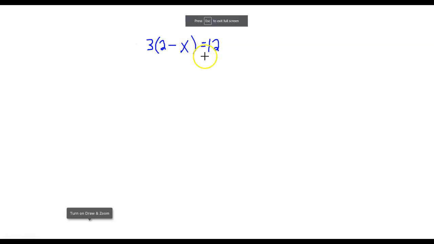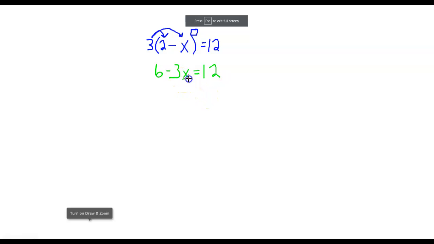Okay, after you guys have had a second to try this, let's see if we got the same answer. So remember, if I've got a number on the outside of parentheses, and I do not have a variable or an exponent on the outside of the parentheses, if there's nothing there, then I can distribute. I can multiply whatever's on the outside by everything on the inside. When I multiply the 3 by the 2, I get 6. And I do 3 times negative x. That gives me negative 3x. And that's equal to 12.